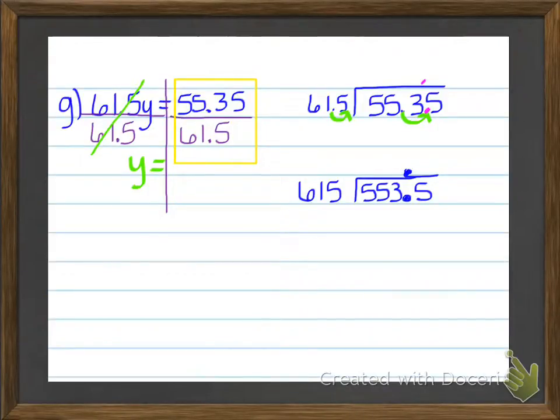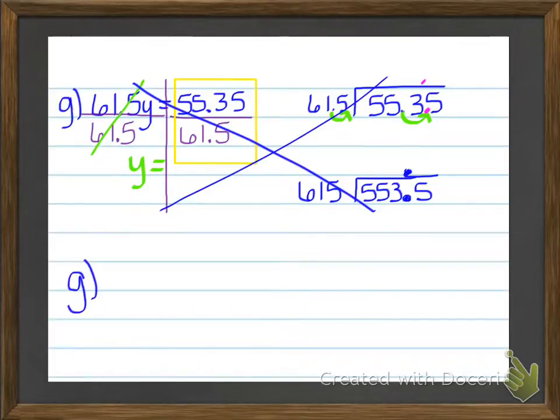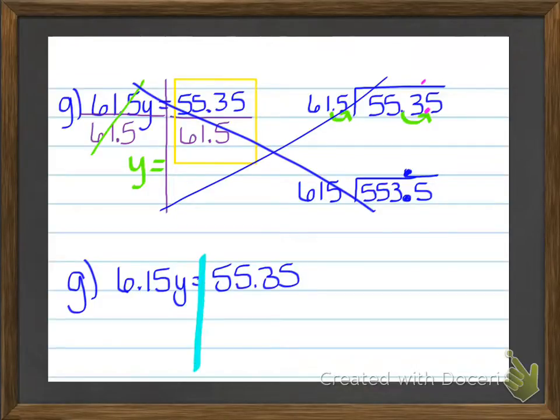Alright guys, I had a huge brain fart moment, so look what I did here, and hopefully you picked up on it. I wrote 61.5 when it really should be 6.15. I was looking at my problem thinking, something doesn't look right. So we're going to scratch that, and hopefully you have it correct on your paper. I'm going to rewrite my problem here: 6.15 y equals 55.35. Going back, I'm still going to divide both sides by 6 and 15 hundredths.